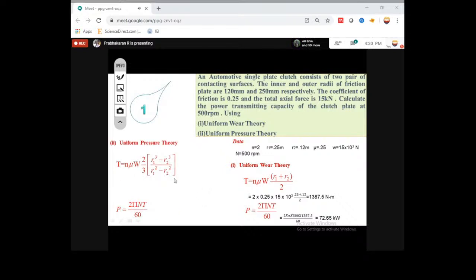So next is the uniform pressure theory. Uniform pressure theory means that here I'm going to consider the mean radius R equal to 2 by 3 times (R1 cube minus R2 cube) divided by (R1 square minus R2 square). Here n is the number of pairs of contact surfaces, mu is the coefficient of friction, and W means axial force. You can substitute simply, so finally you will get the power.